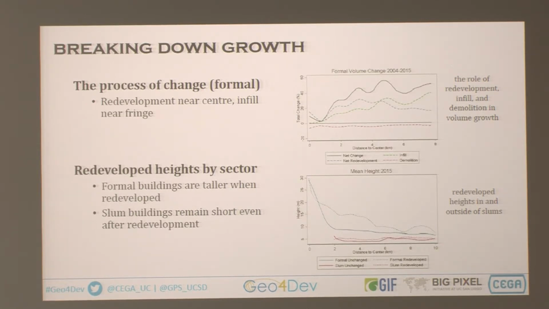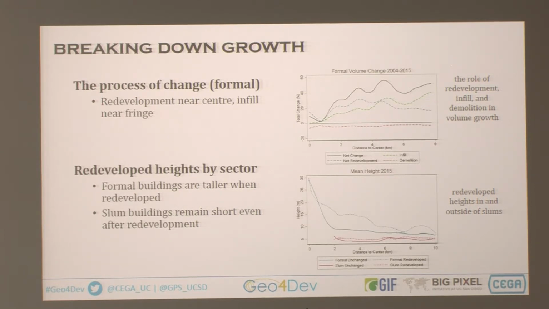We can break this growth down even more. On the top here, we're going to break it down by the process of change, that is, whether buildings have been redeveloped, infilled, or demolished. The graph up here, the blue line, shows us the growth of volume due to redevelopment. Near the city center, redevelopment is adding more volume, while further away, it's coming more from infill. What's also interesting is breaking down the growth by sector.